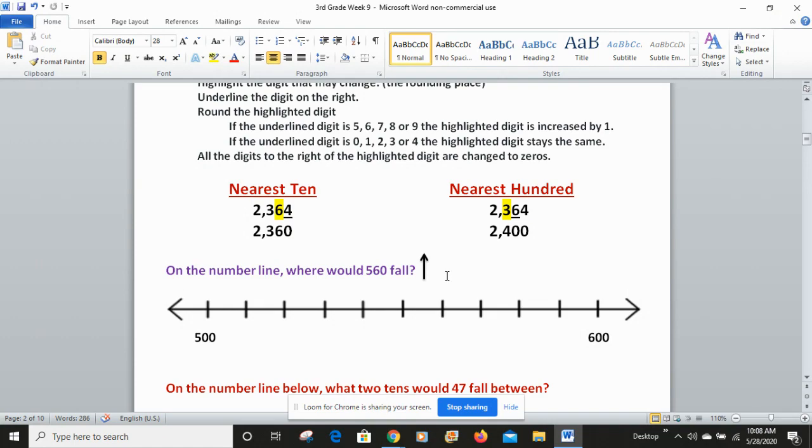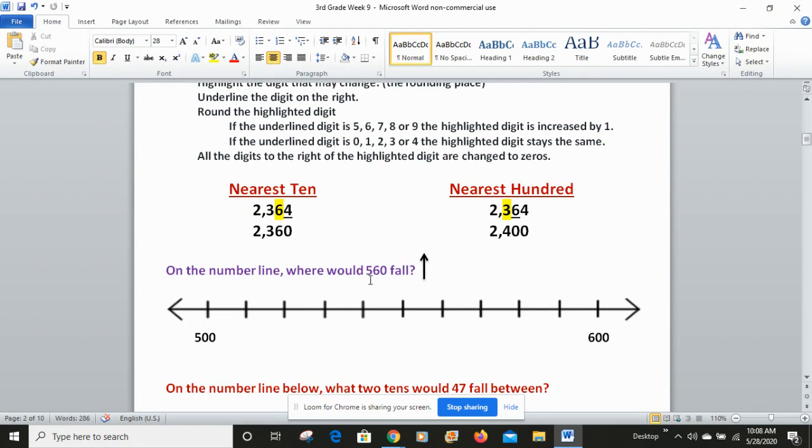And we've talked about using a number line before. But the hard part for me about using a number line is what number should I put on the number line? And so sometimes it's kind of nice to work with just the number line and think about building the number line so that you can use it for rounding, you can use it for addition, subtraction, all these different things. So on this one it says on the number line, where would the number 560 fall?